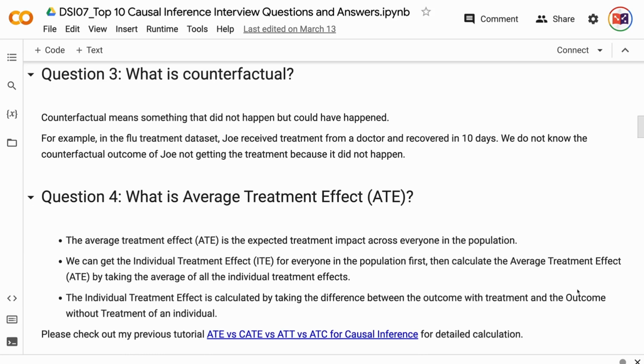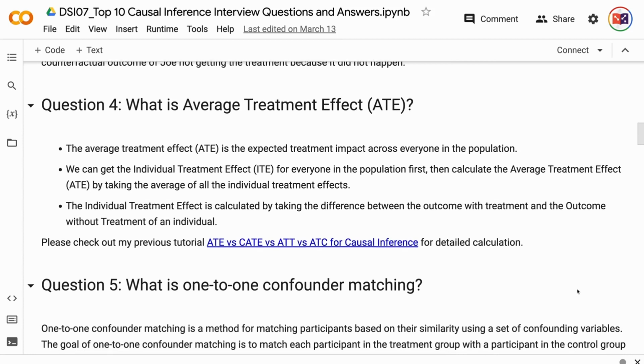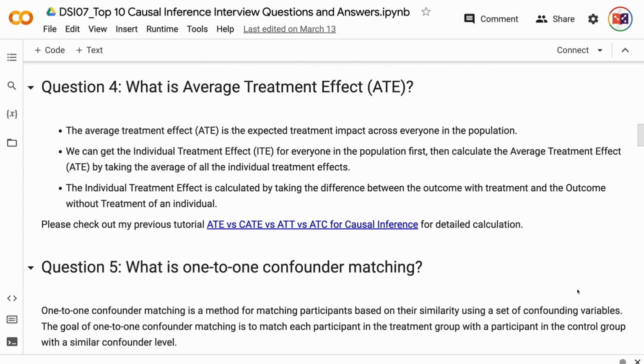Question 4. What is average treatment effect? The average treatment effect is the expected treatment impact across everyone in the population. We can get the individual treatment effect for everyone in the population first, then calculate the average treatment effect by taking the average of all the individual treatment effects.